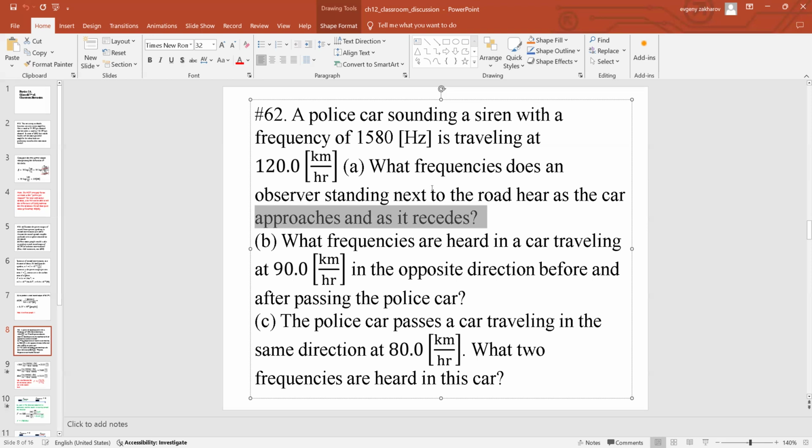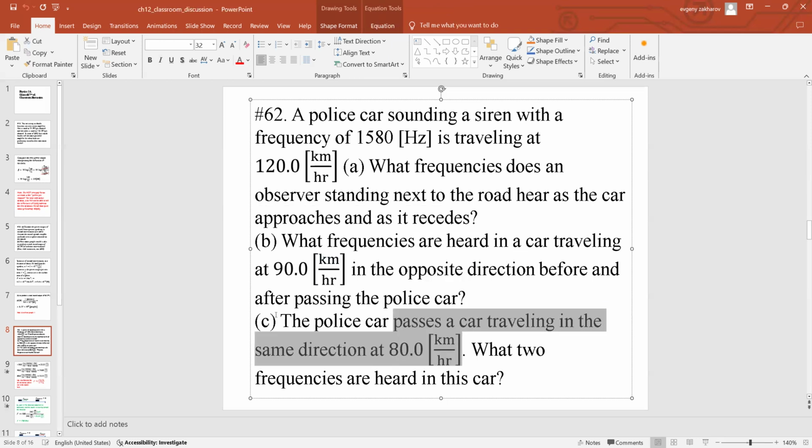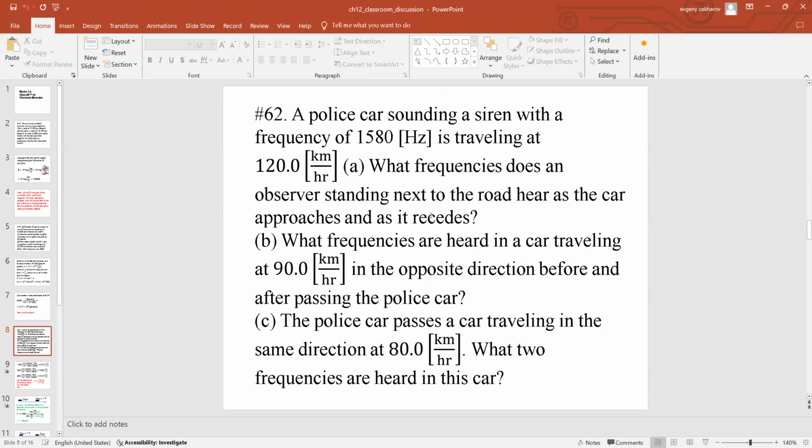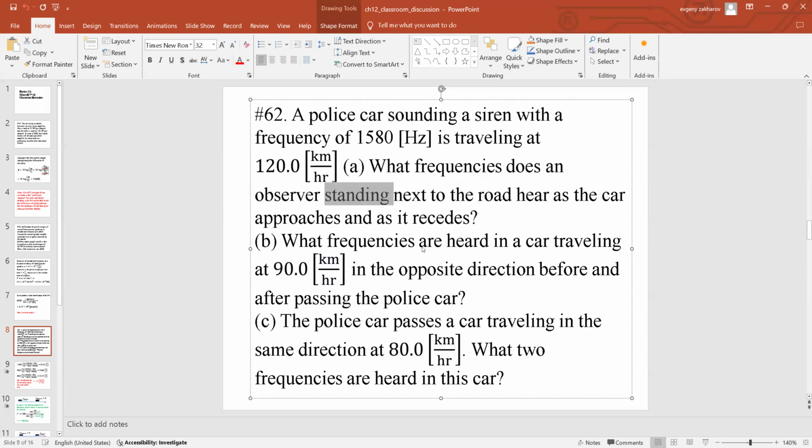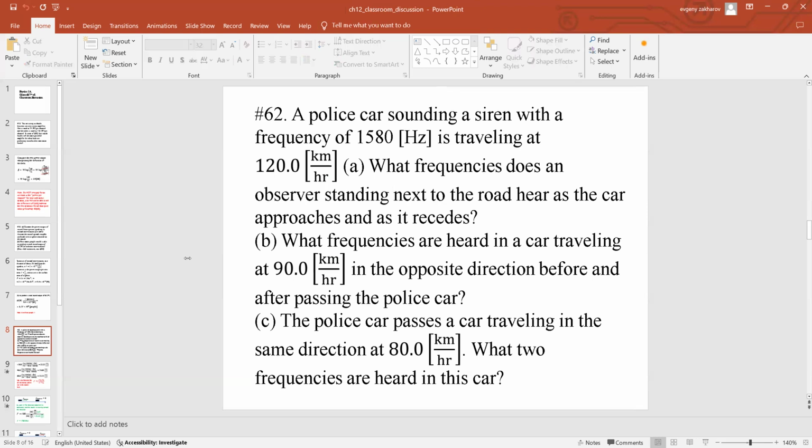So honestly, part A actually has already two problems. The first one is when it approaches. Remember the wow, wow, wow, higher pitch versus wow, wow, wow, the low pitch when it goes away. And then there is a car traveling in the opposite direction, and then the car traveling in the same direction. Those are different stories. Let's focus on no motion for the observer. So just standing still, and the police car is going towards the observer and then away from the observer.